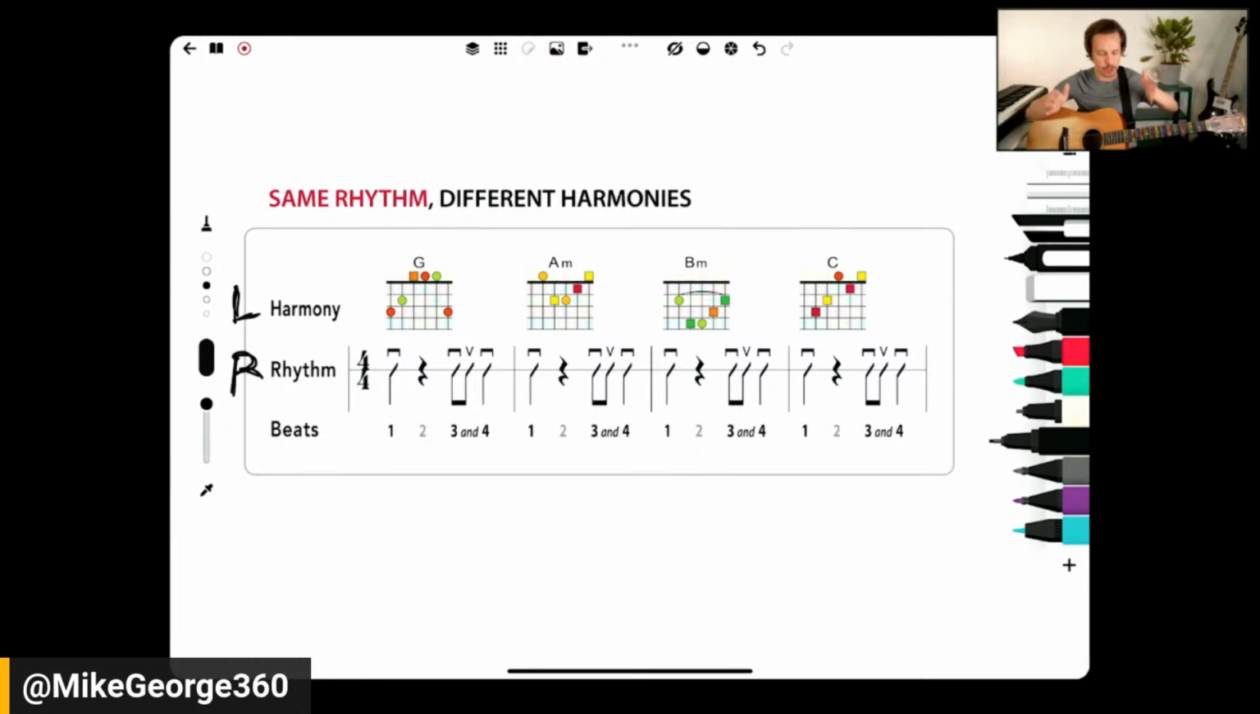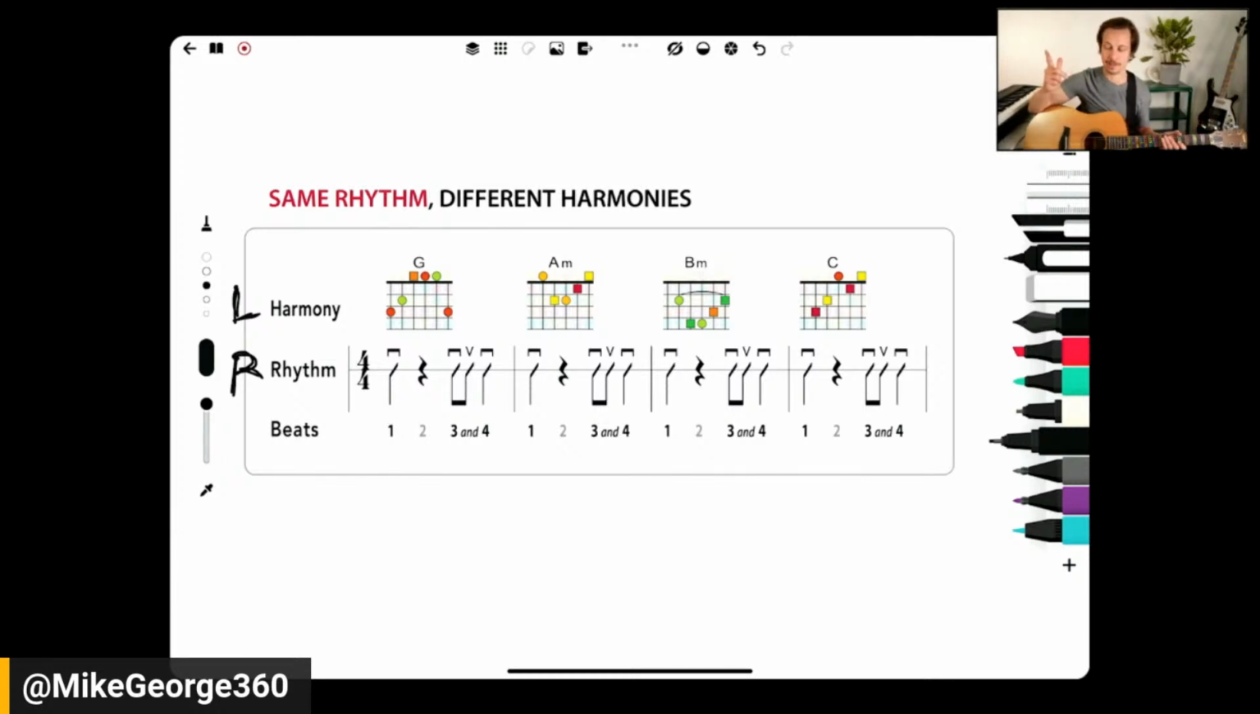Outside of the rigid meter of time, we're not going to focus on time. We're just going to play, okay, we have G, get a feel for G. We have A minor, okay. We have a B minor chord, and then we have a C chord. So G, A, B minor, and C. Okay, so our left hand, getting a feel for that.